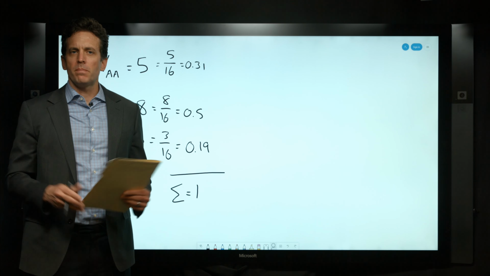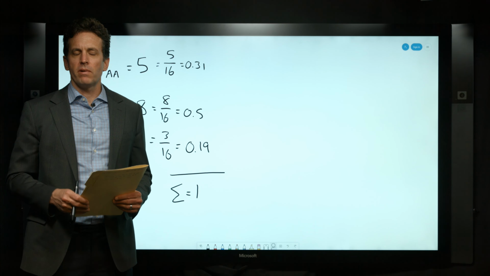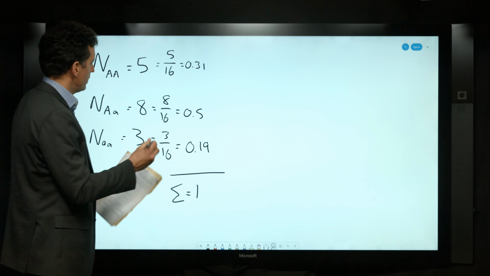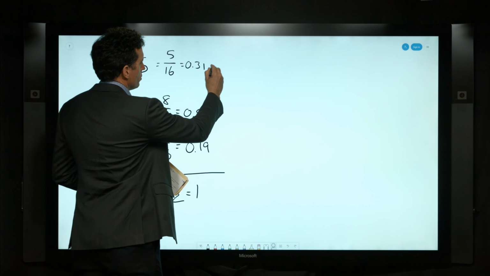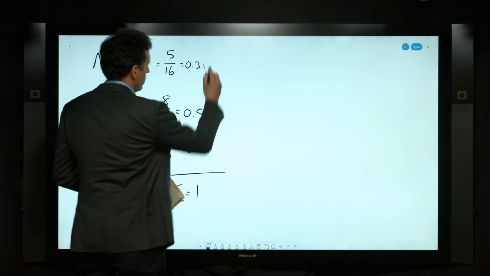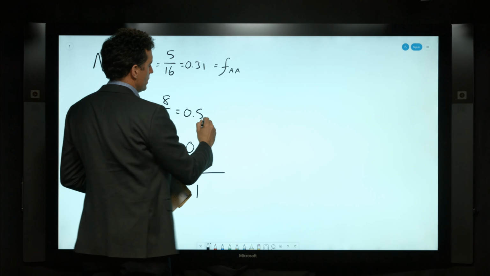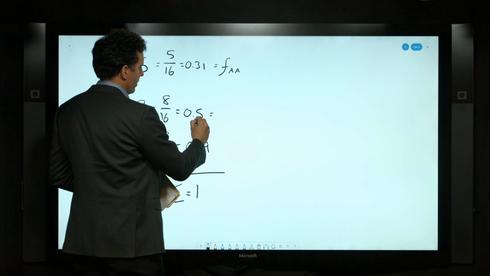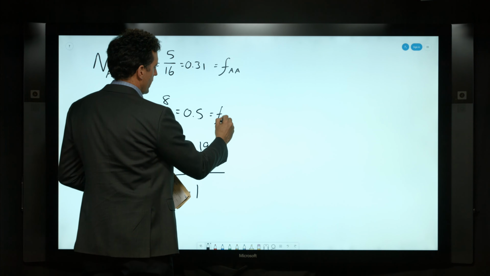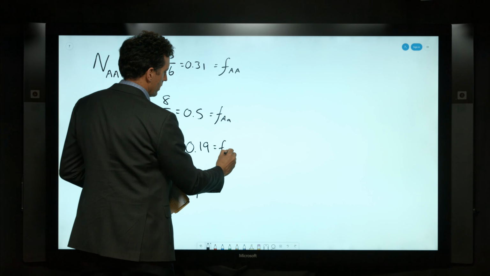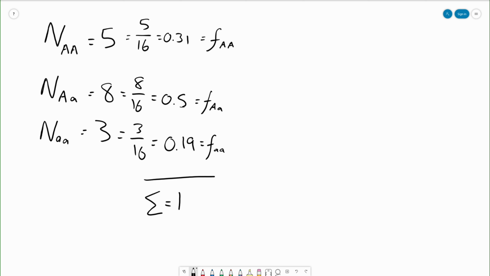All right, so we've counted up our genotypes and how frequently they occur in the population. And in fact, let's define those as frequencies here, just so we have the terminology. So this here is the frequency of our big A genotype. This is the frequency of our big A little a genotype. And this is the frequency of our little a genotype. And so those are the frequencies of the genotypes.